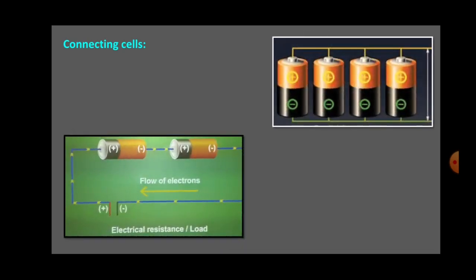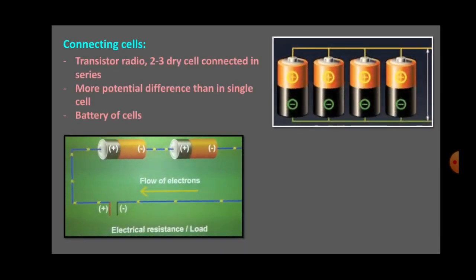Now the next is connecting cells. Now what is connecting cells? You might have seen that in a transistor or in some electrical gadgets, we have to use more than one cell or more than one battery, right? Now why are the batteries used in more number?